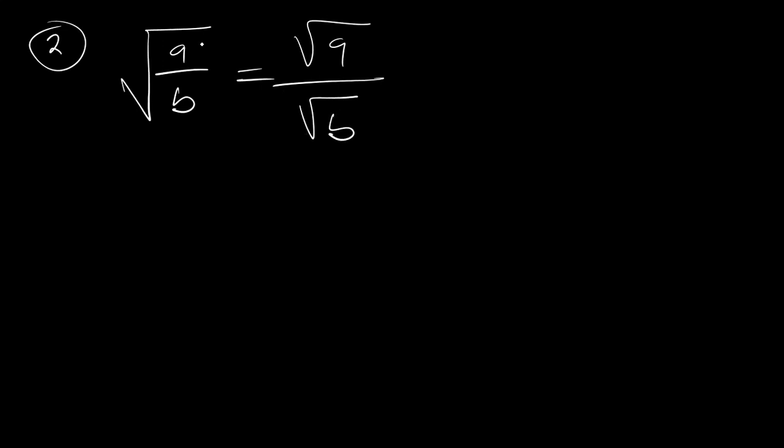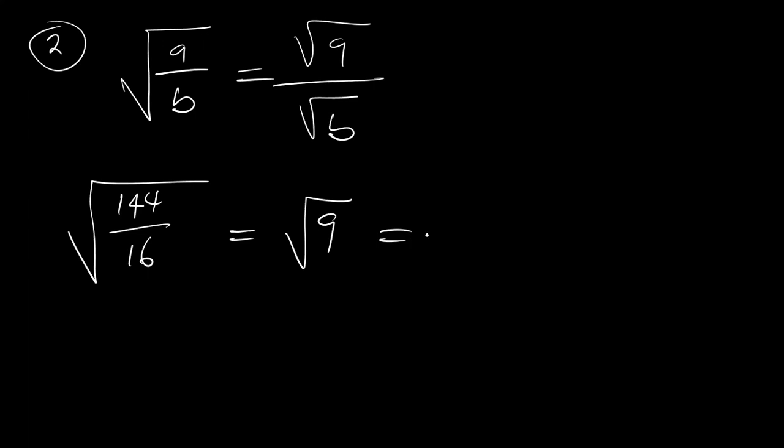That is, the square root of a divided by b is equal to the square root of a divided by the square root of b. So now let's look at it. Let's say the square root of 144 divided by 16. So 144 divided by 16 will give you 9. So the square root of 9 is equal to what?